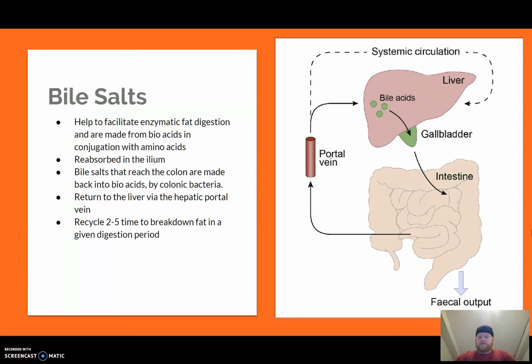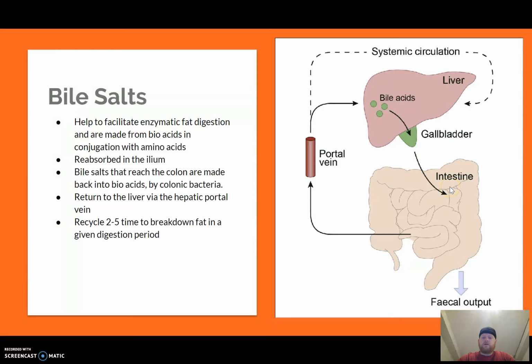So mainly the bile salts help facilitate enzymatic fat digestion and are made up of bile acids in conjunction with amino acids. So we can see how this starts here in the liver. The bile acids become bile salts, then go to the gallbladder, then get sent to the duodenum.